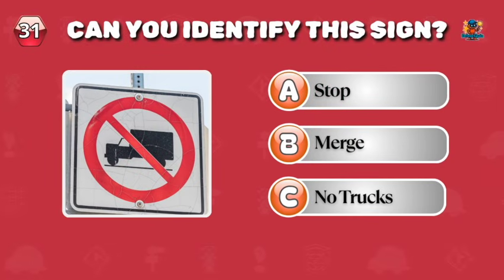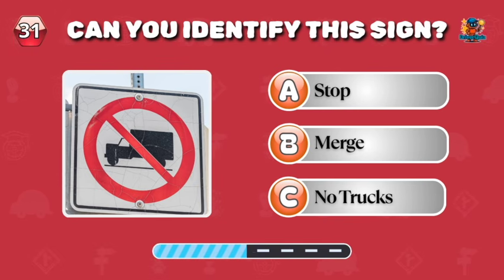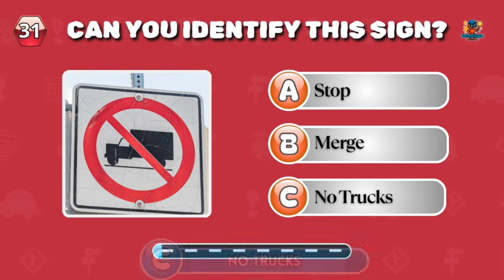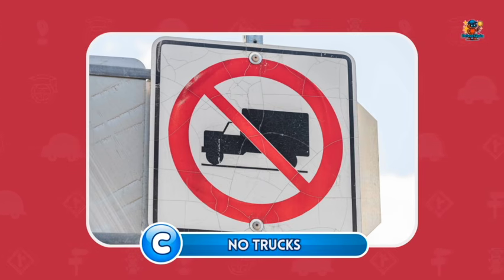Question 31. A. Stop. B. Merge. C. No trucks. C. No trucks. Trucks are not allowed beyond this point. Use alternate route.